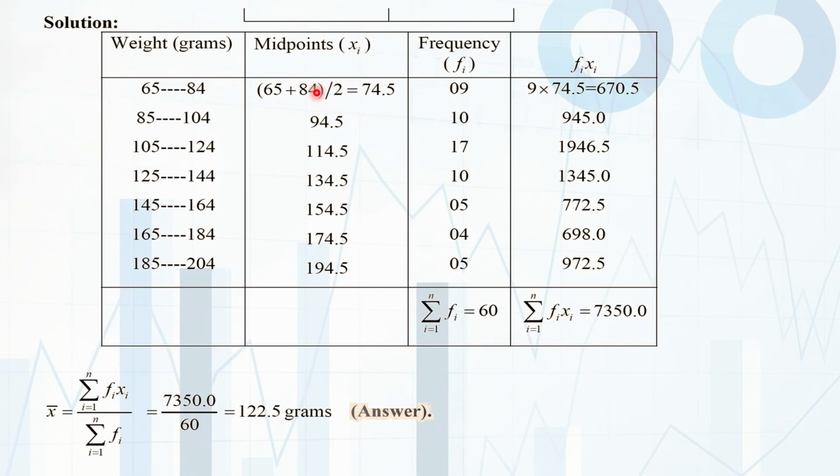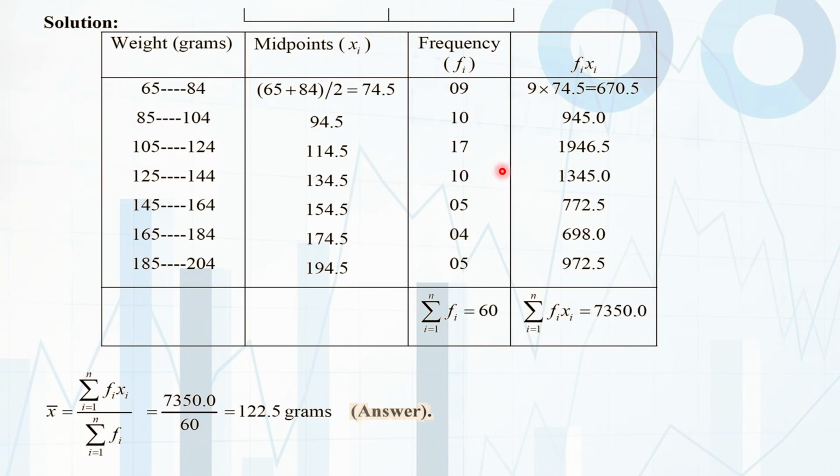So what do we do? We multiply these midpoints, which are assumed as xi, with the corresponding frequencies. So 74.5 multiplied by 9, you would get 670.5. The next one is 94.5, multiplied by 10. And then we add all these together, so we get 7350 divided by 60, which would give you 122.5 grams. So if you use the direct method which we discussed earlier, the mean would be 122.5 grams.